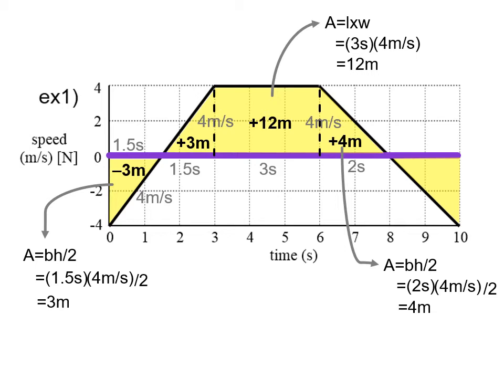Now for the last triangle. The base is 2 seconds because it goes from 8 to 10 seconds. And the height is 4 meters per second because it goes from -4 to 0. And those are the exact same calculations again. So 2 multiplied by 4 divided by 2 gives us 4 meters. And we will write down negative 4 meters because this triangle is below 0.